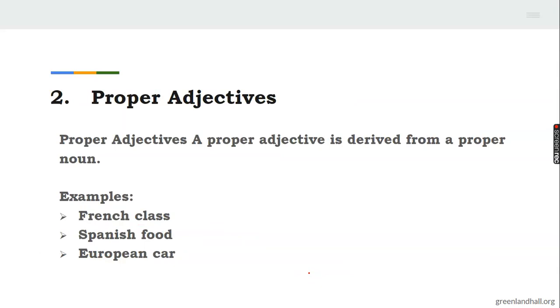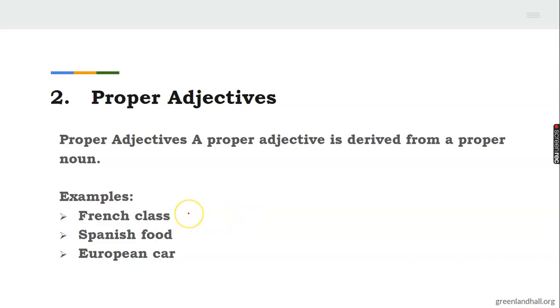Alright, let's move on to the next one. Proper adjectives. A proper adjective is derived from a proper noun. Example, French class, Spanish food, European car. We can have them as what? I was just coming from the French class.